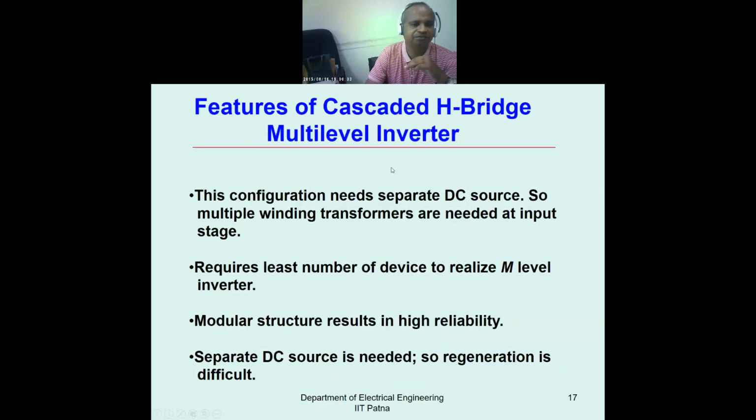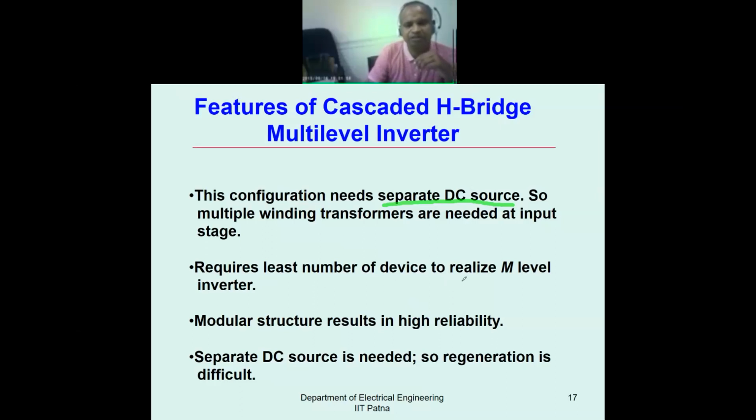So similarly, this needs the separate DC sources you require, which is very difficult. If the number of levels increases, you need a separate DC source for each, which is very difficult. Multiple winding transformers are needed because you have so many DC supplies. They all must be isolated, and any device in power electronics we do must be isolated.